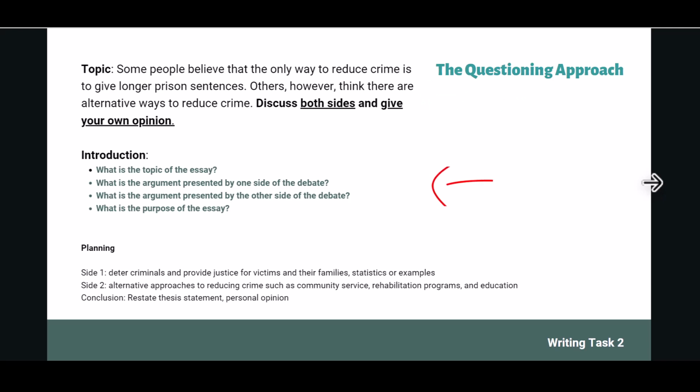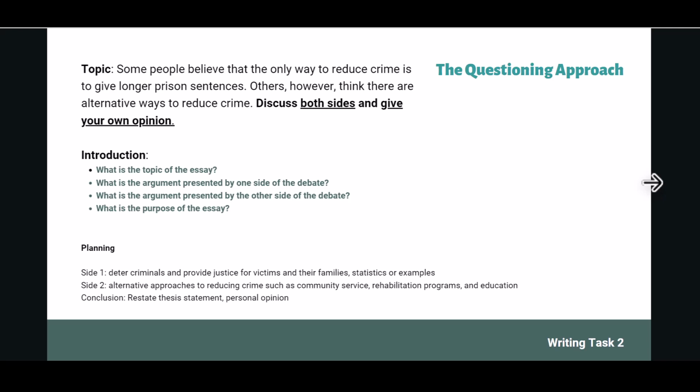To understand the topic well, ask the following questions of yourself. What is the topic of the essay? What is the argument presented by one side of the debate? What is the argument presented by the other side of the debate? And what is the purpose of the essay?